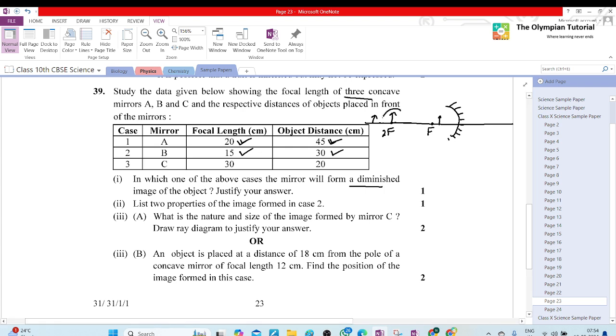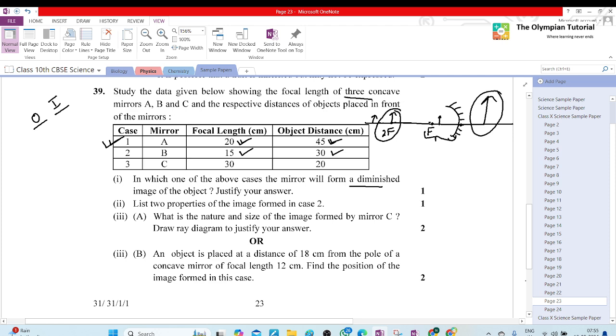When it is placed at 2f, the object and image have the same size. When it is between F and P, the image is virtual, erect and enlarged. That's why, due to this condition, it is used by makeup artists and by dentists. Yes, ma'am. So it's the first case, okay.